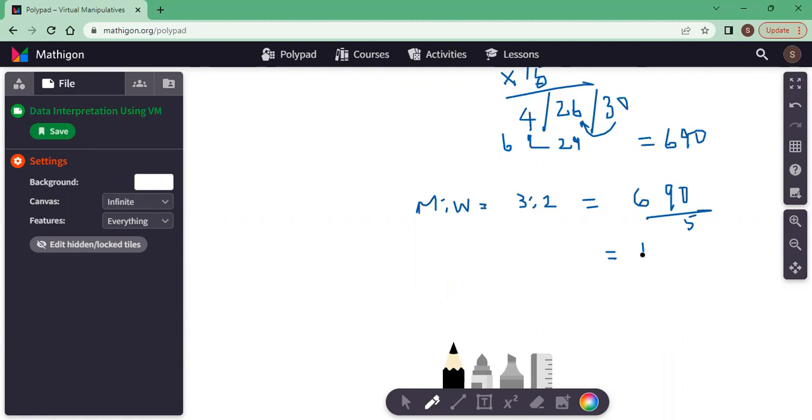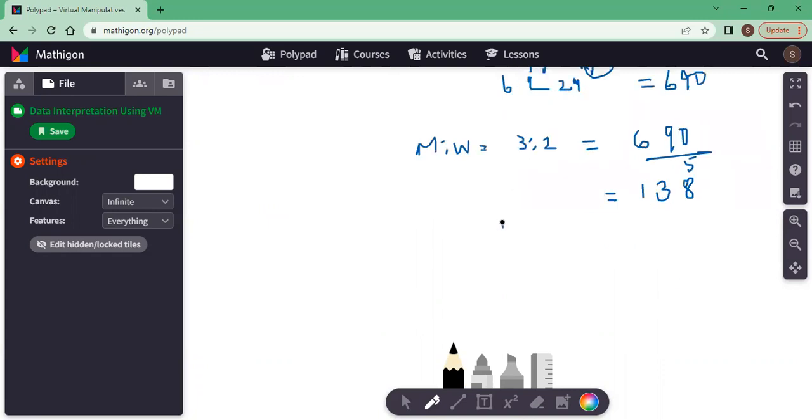So, 5 ones are 5. 19 is there. 5 threes are, you can say 13 5s are 65. So, balance is 69 minus 65 is 4. Then 5 8s are 40.